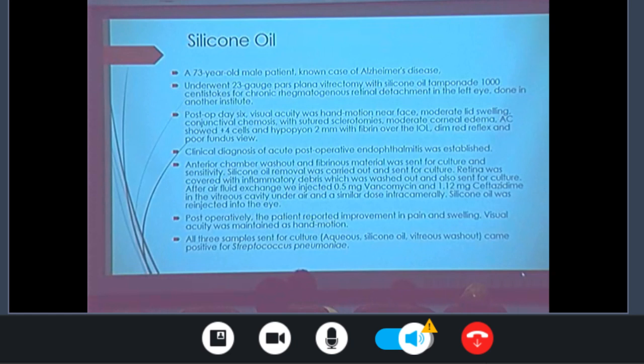And postoperatively, clinically, he improved very quickly. Unfortunately, visually, he did not. His vision, not before the treatment of the endophthalmitis, but before the retinal detachment, was already hand motion. So basically, he's back to baseline with hand motion visual acuity.